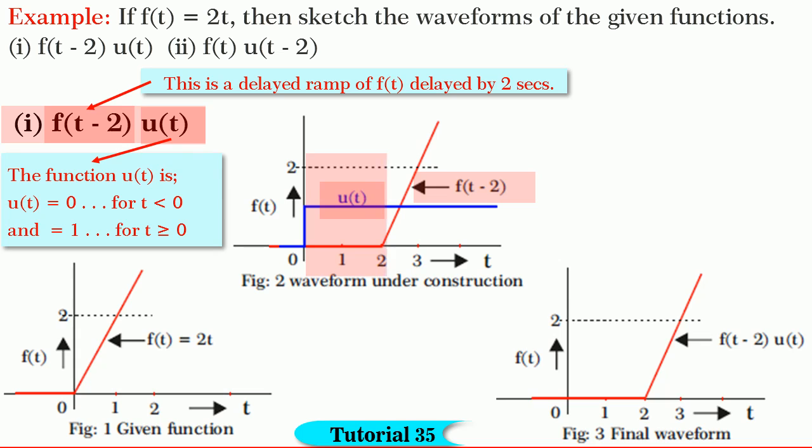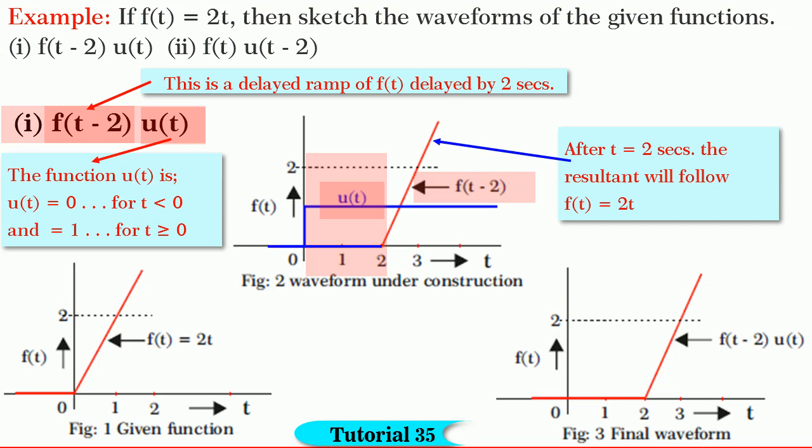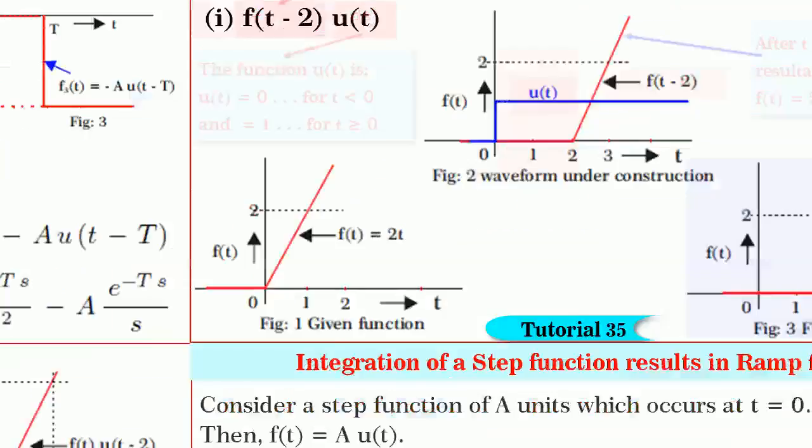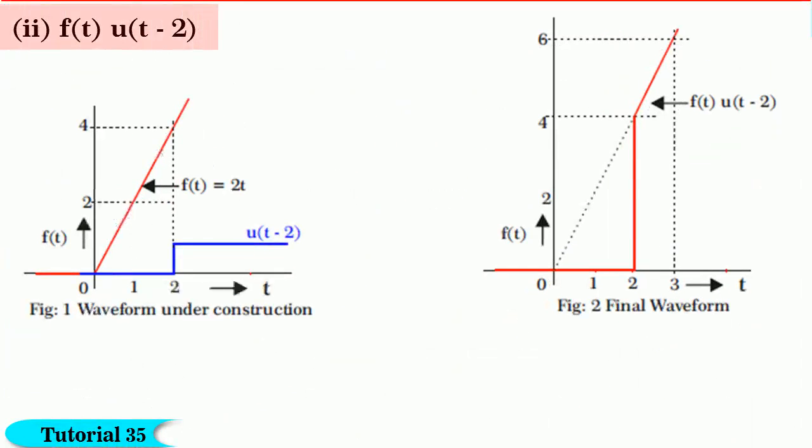If you observe the two functions between time 0 to 2 seconds, f of t minus 2 is 0 there. So, the resultant will be 0 for time between t equal to 0 to 2 seconds. But after t equal to 2 seconds, u of t is 1. So, after t equal to 2 seconds, the resultant will follow f of t is equal to 2t. The final waveform is shown in figure 3. Hope you understood it.